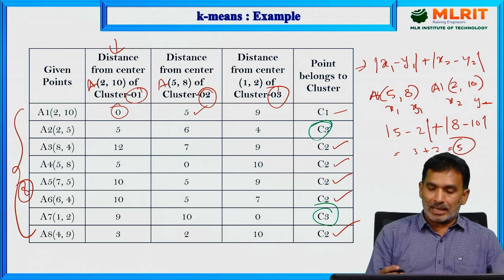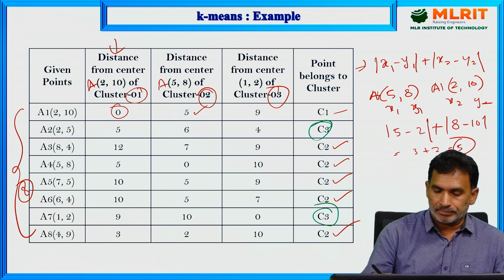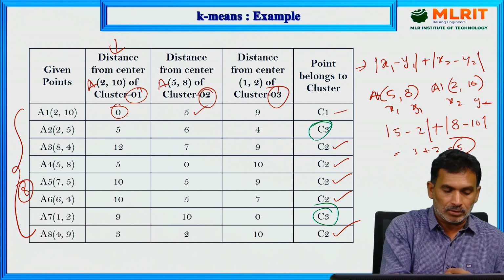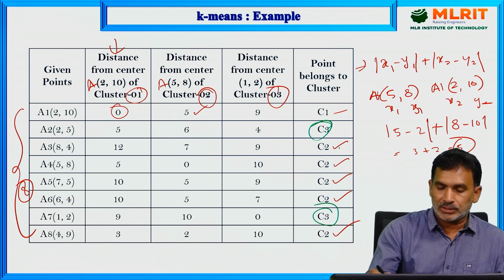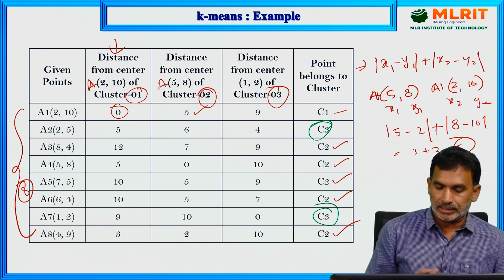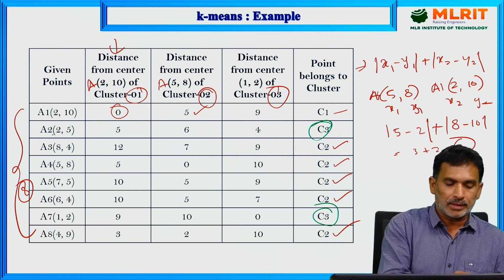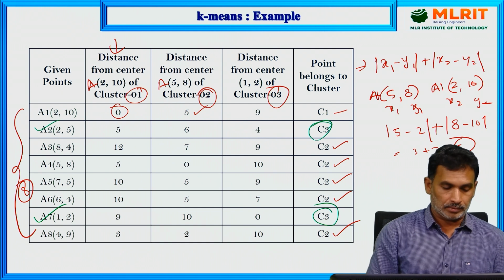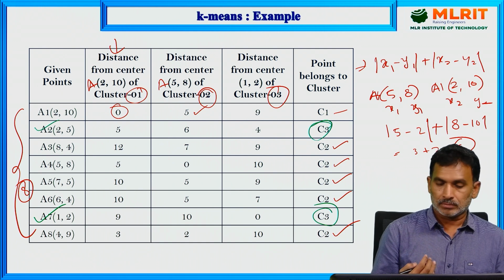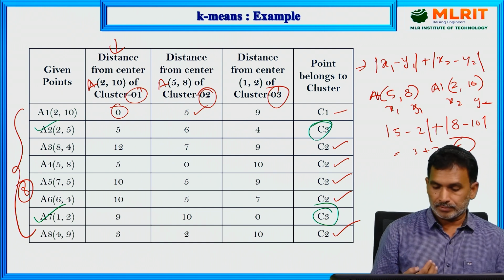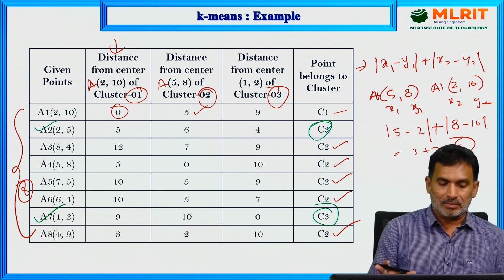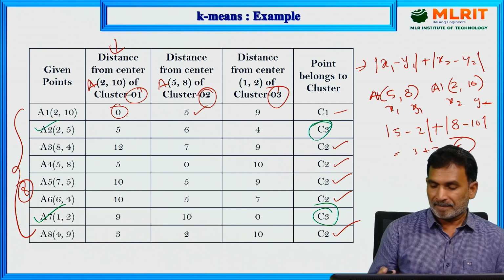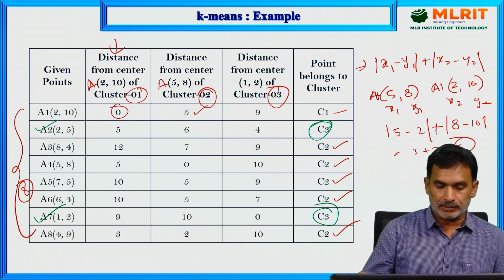Then we'll calculate the average. Suppose you take all the data points belonging to the cluster C3, what are the data points? A2 is 1 data point and A7 is another data point. We'll calculate the mean based on these 2 data points, and that value will be the center of that cluster C3.